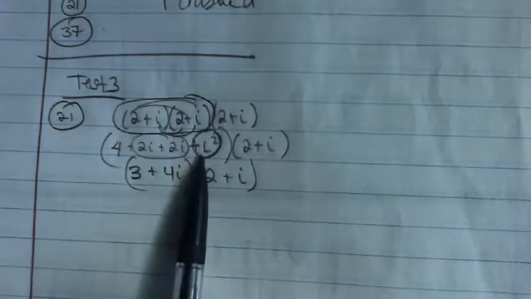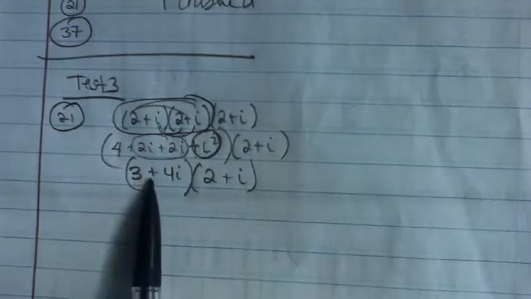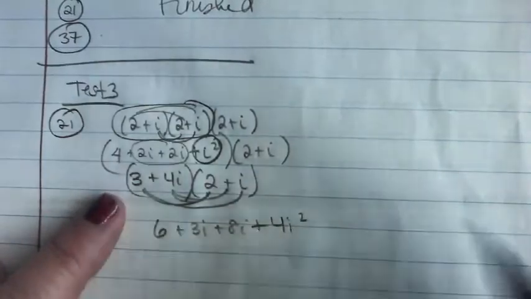So again, the i squared is a negative 1, to be combined with a 4 makes 3. And so then I do my multiplication one more time. So I get 6 plus 3i plus 8i plus 4i squared.